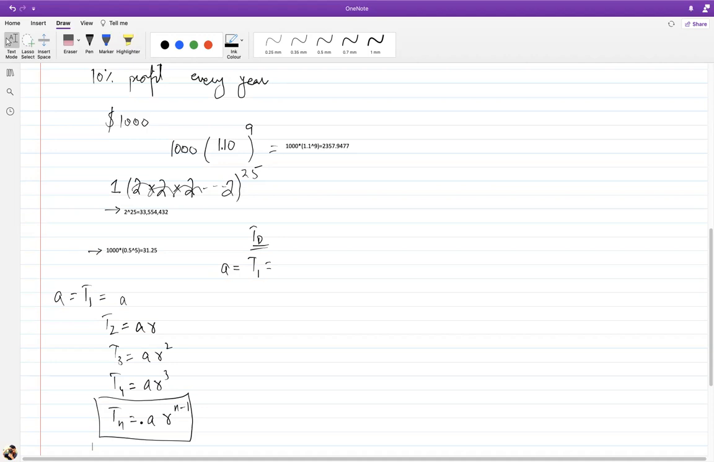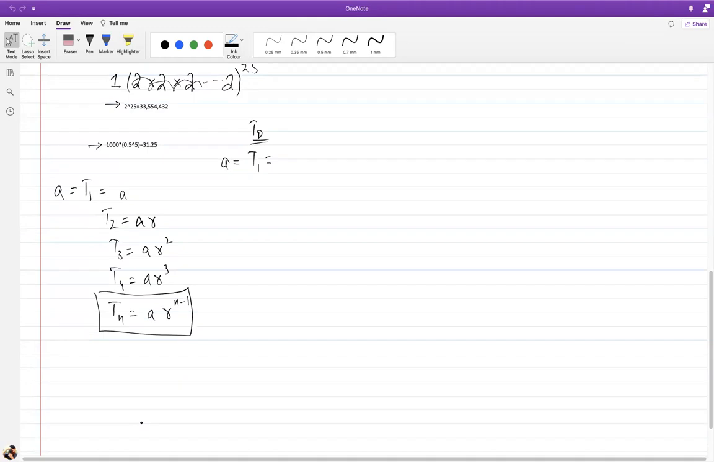Any questions on that? No. Okay, great. Now, how do we get the sum of these terms? Let's suppose I want to sum up all the terms, the sum up to term number 4. I'm going to write it as sum number 4, which means the sum from term number 1 all the way to term number 4. I'm adding all of them.